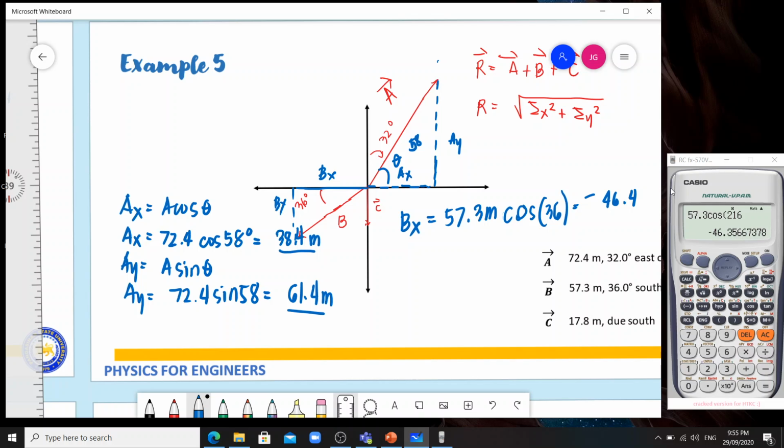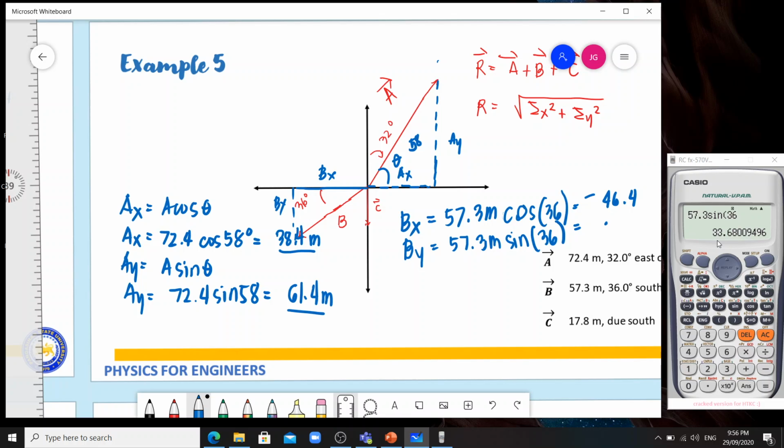Okay? So, sa BY naman, ganun din. Tingnan niyo ha, 57.3 meters sine 36. Kung sine 36 lang ang gagamitin ko, 57.3 sine 36, mapapansin niyo, mali yung sign niya ulit, di ba? Mali yung sign, yes. Pero alam ko naman na nasa third quadrant siya. So, dapat talaga ay negative.